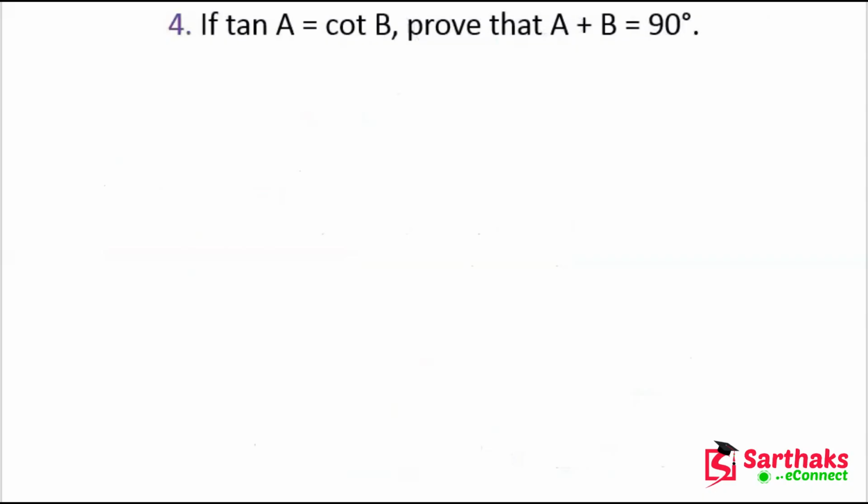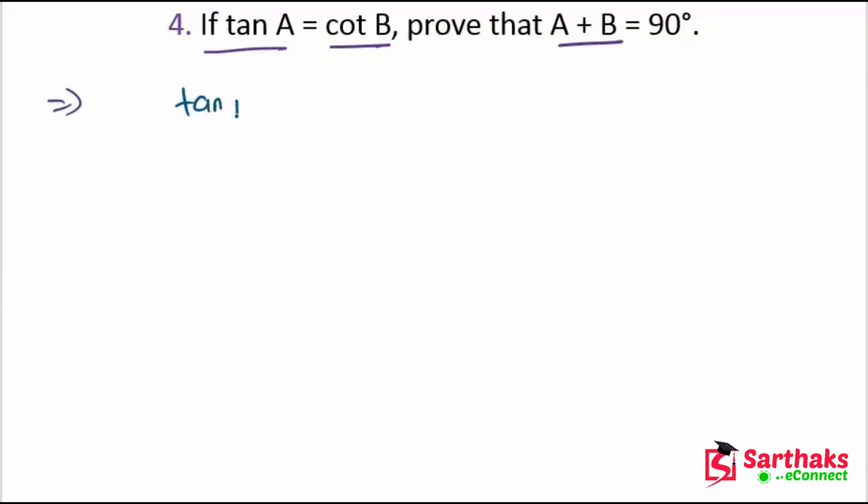So the next question is: if tan a is equal to cot b, then we have to prove a plus b is equal to 90 degrees. What we have to prove? a plus b is equal to 90 degrees. This is a very easy question.